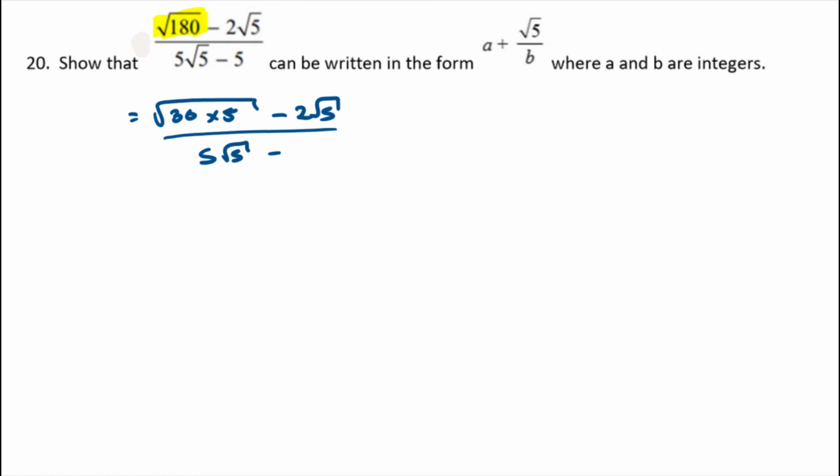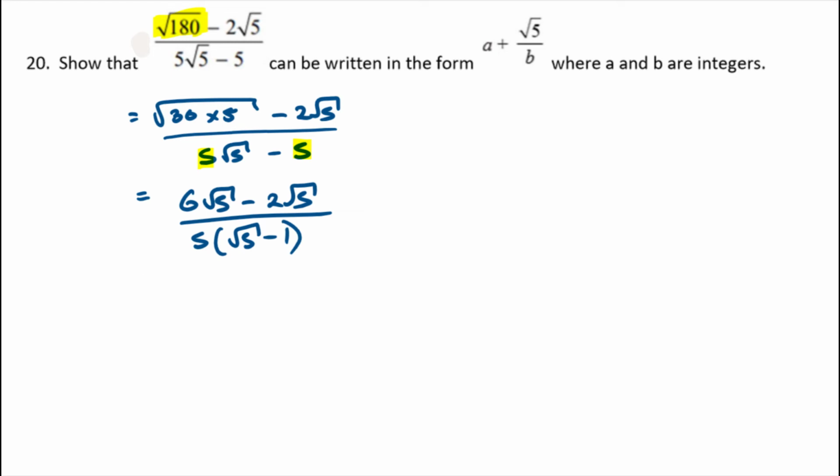Okay, so then splitting that up into root 36 times root 5. Root 36 is 6, so that's the same thing as 6 root 5 minus 2 root 5. Right, rather than writing 5 root 5 minus 5 on the bottom, do you notice that they've both got 5 in them? So I can factorize that out as a common factor, can't I? I can say that that is 5 open bracket root 5 minus 1.